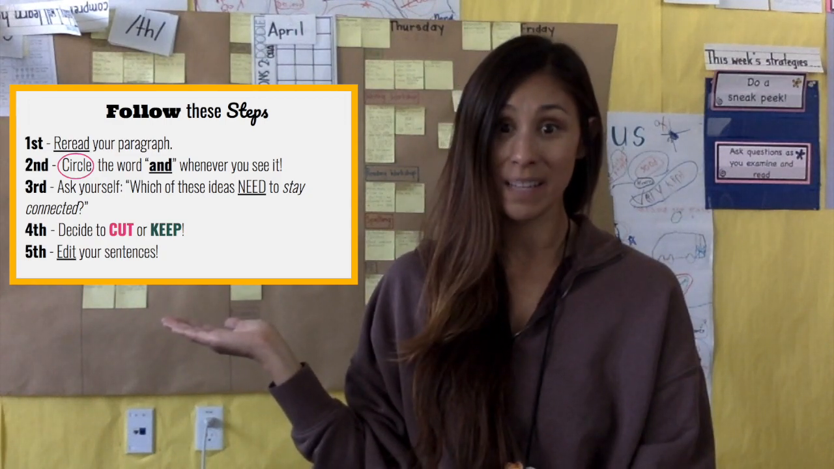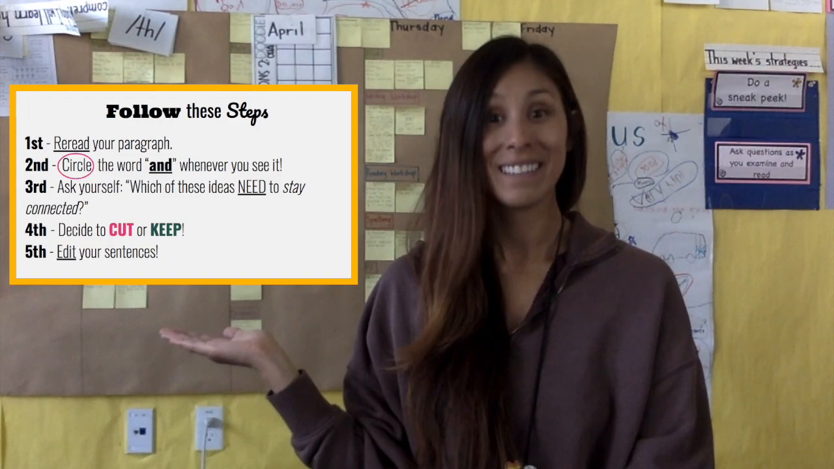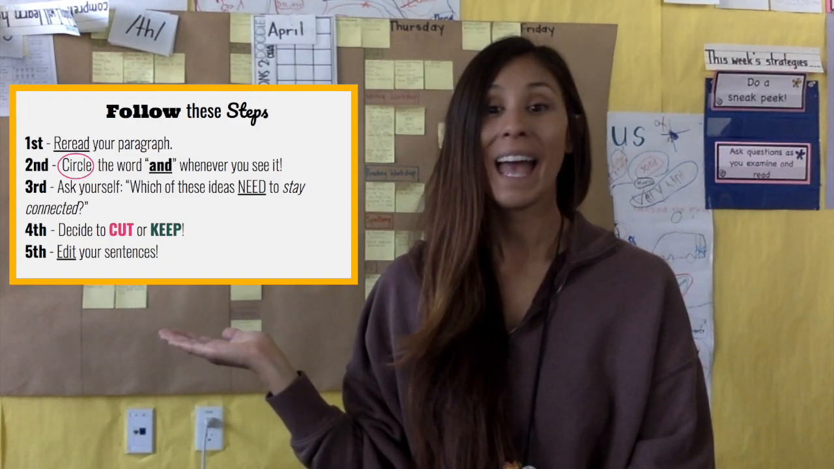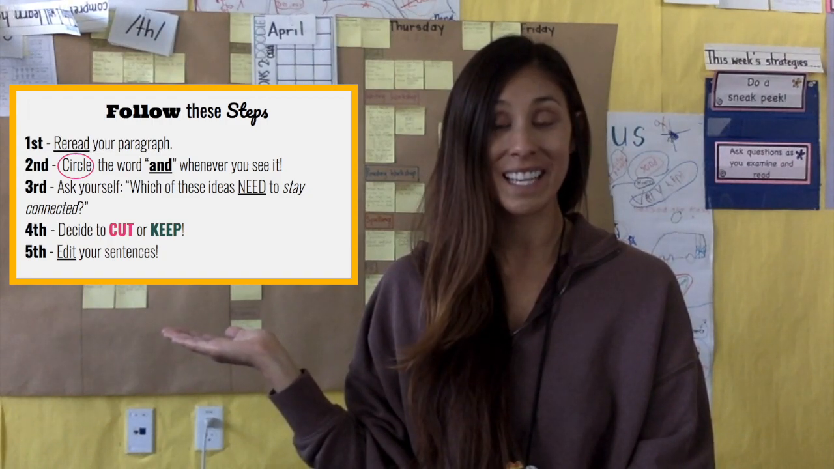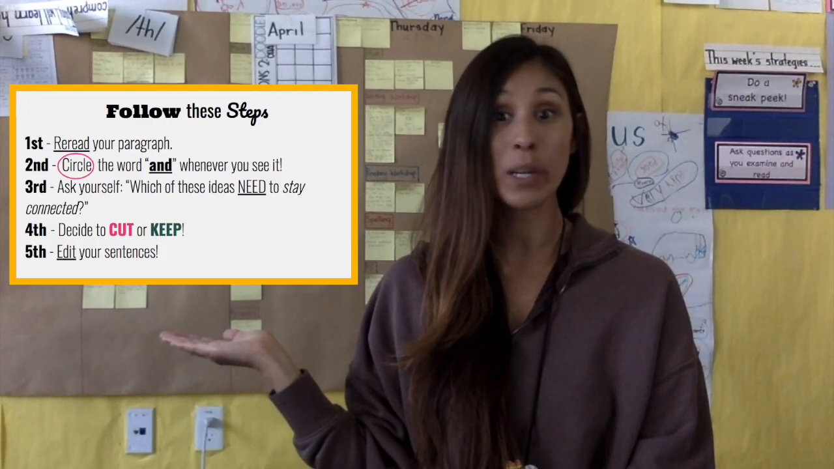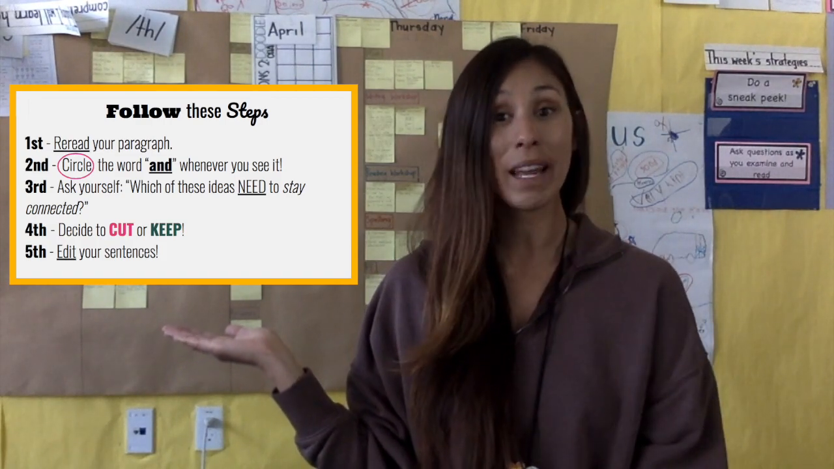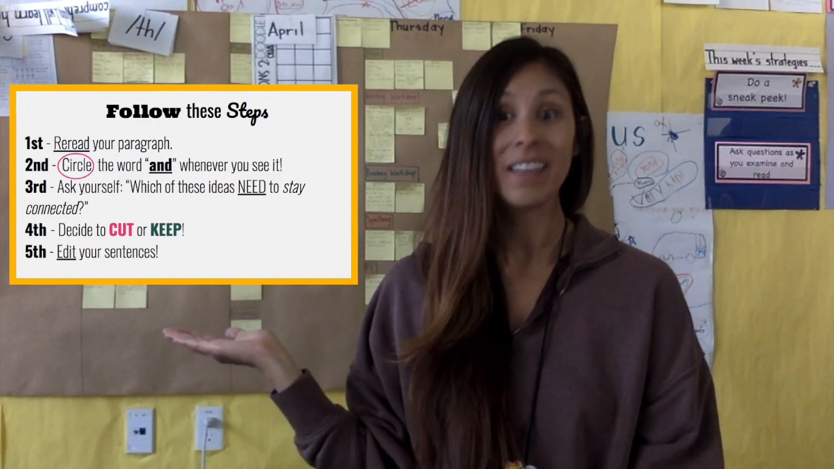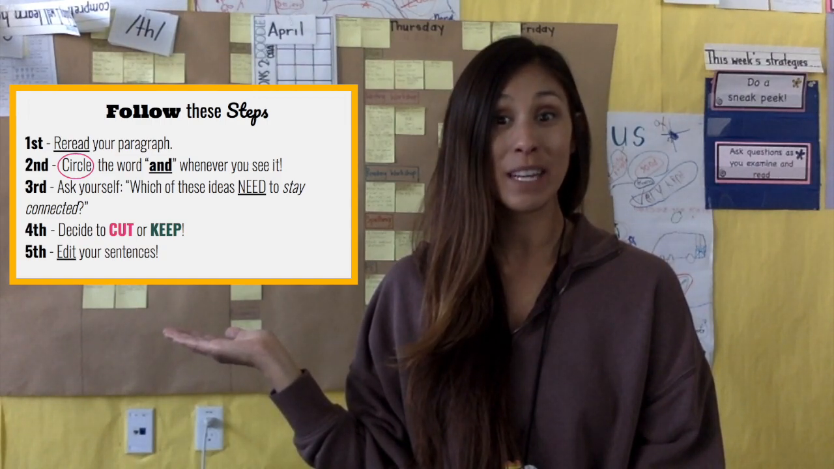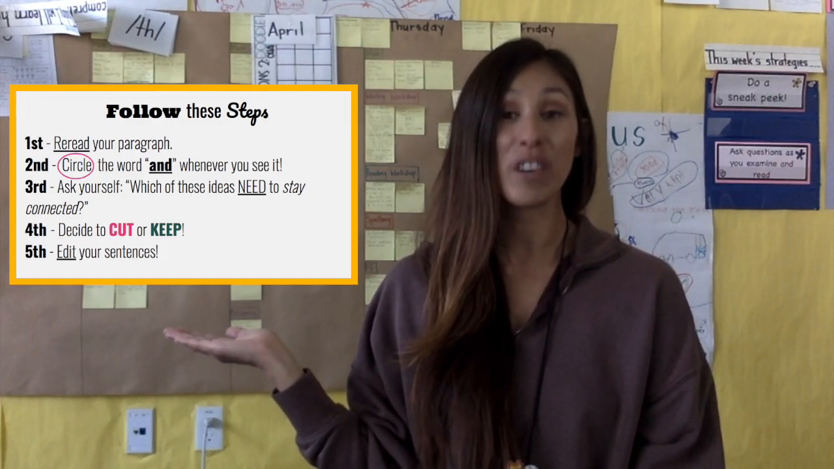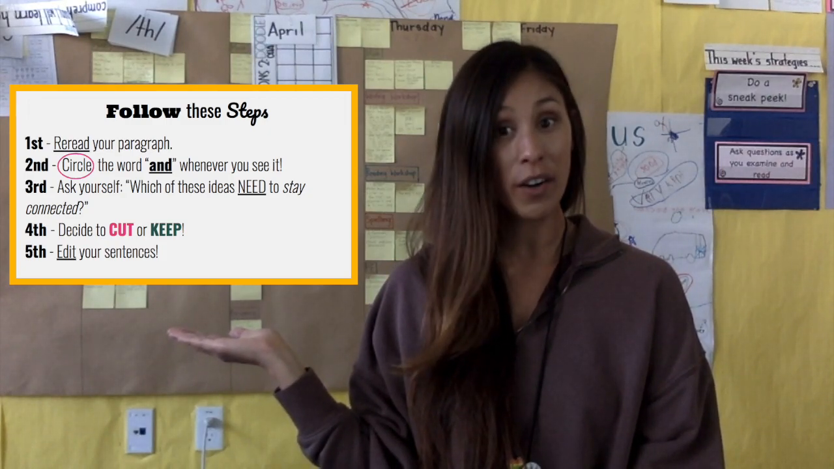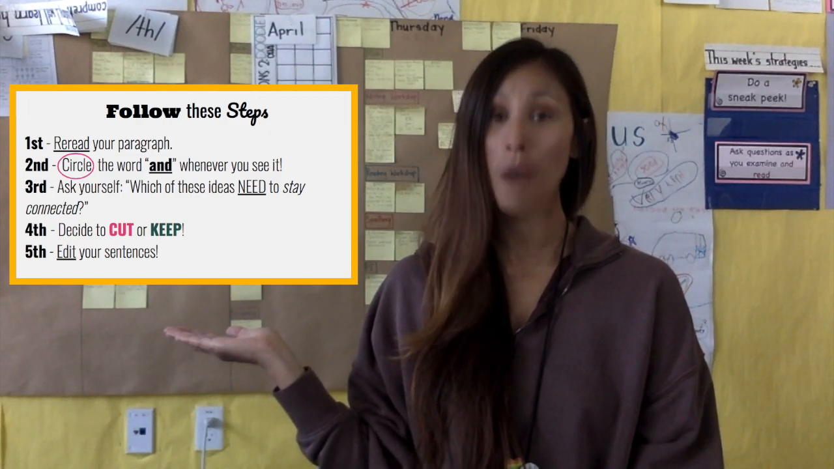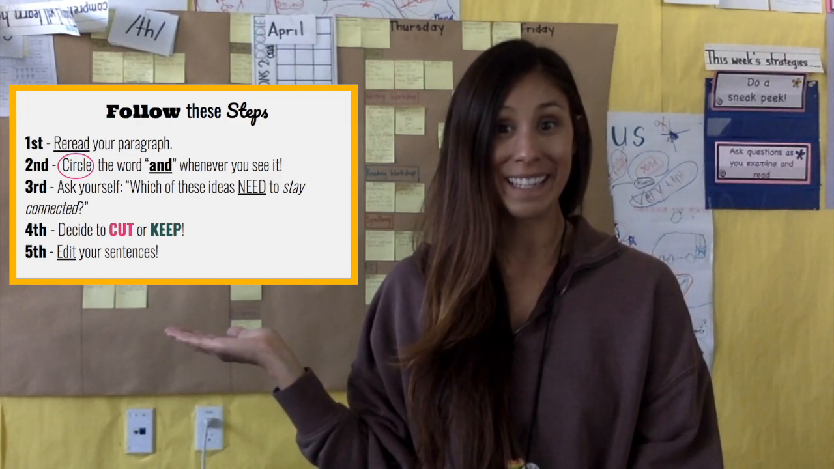Fourth, decide to cut or keep. And then 5th, edit your sentences. So remember that sometimes when you take an "and" away, you might need to add in a period, or it could even be a comma. Then you might also need to capitalize the first letter in the next word so that you can have a proper start to a new sentence.